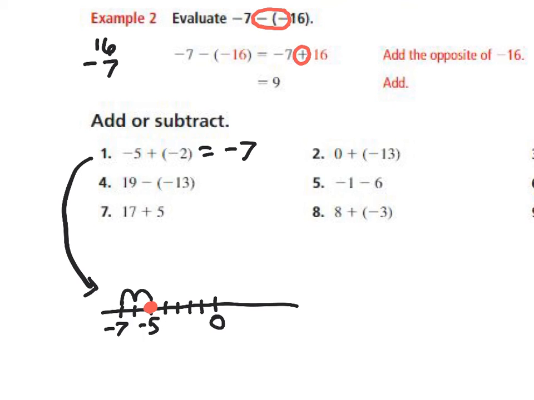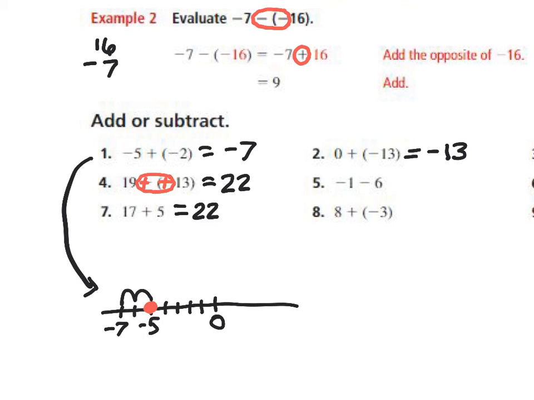Here you have an example of minus a negative. So that is the same thing as plus a positive. You can just change that and you add them together. 19 plus 13, you end up with 22. It's positive. 17 plus 5, we've known that for a while, 22. 0 plus negative 13. Well, 0 added to anything, it keeps its value. So it's just negative 13.